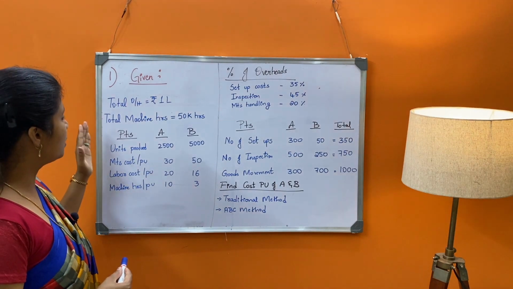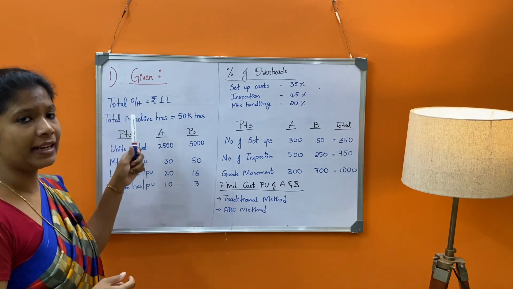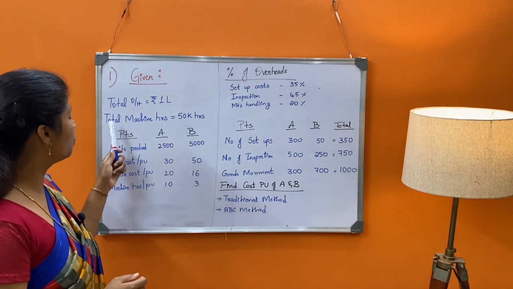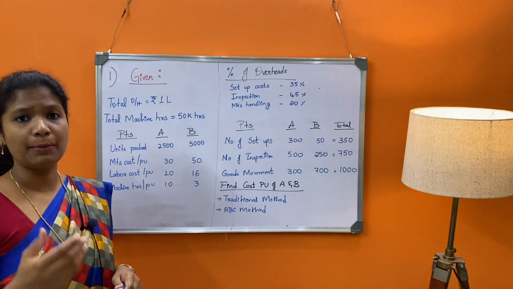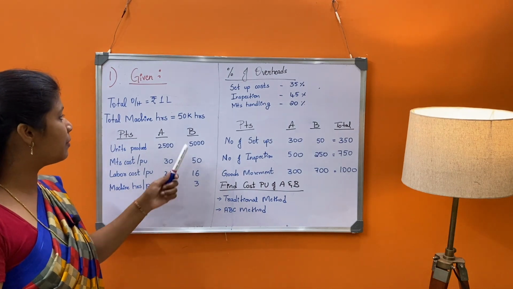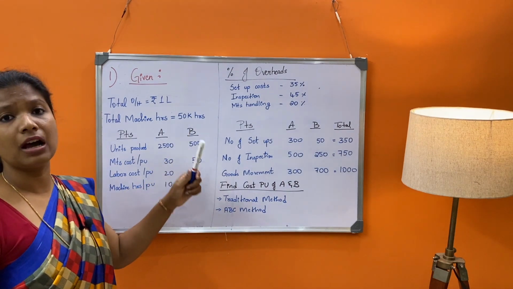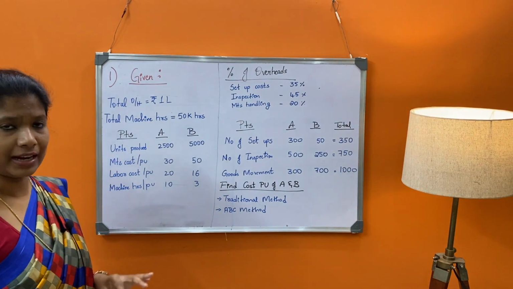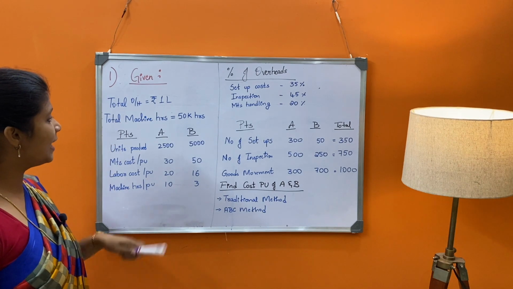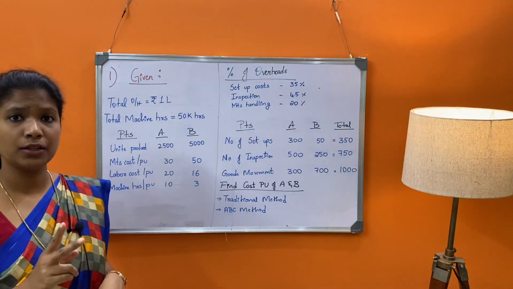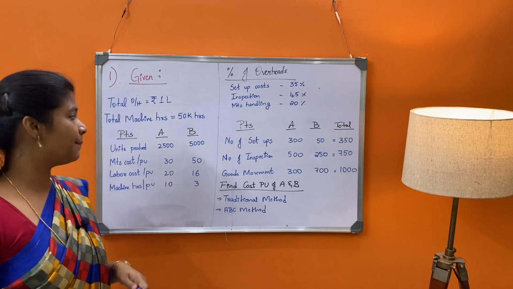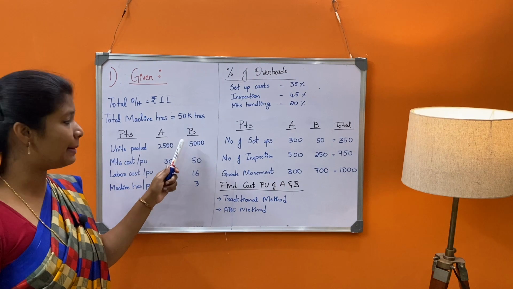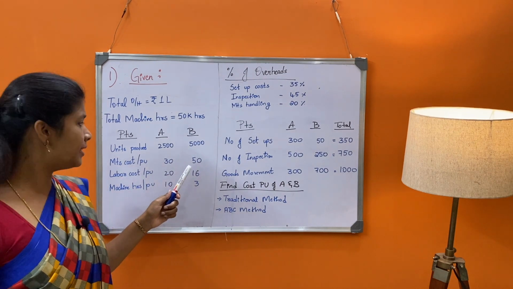The given question here is the total overheads, all put together, comes up to 1 lakh rupees, and total machine hours, the number of hours the machine has run to produce A and B products, are 50,000 hours in total. Next, this is the given information, the basic information, particulars A as well as B. The company has 2 products, A and B. Units produced: A has produced 2,500 units and B has produced 5,000 units.